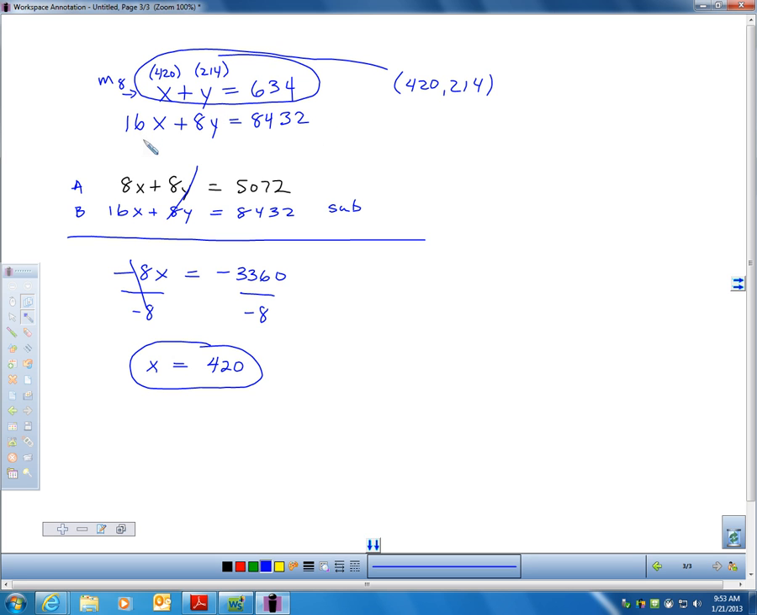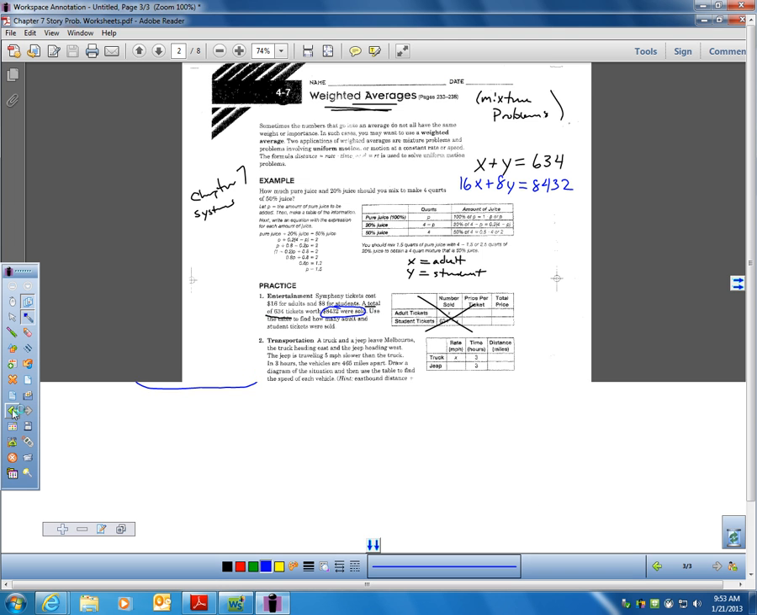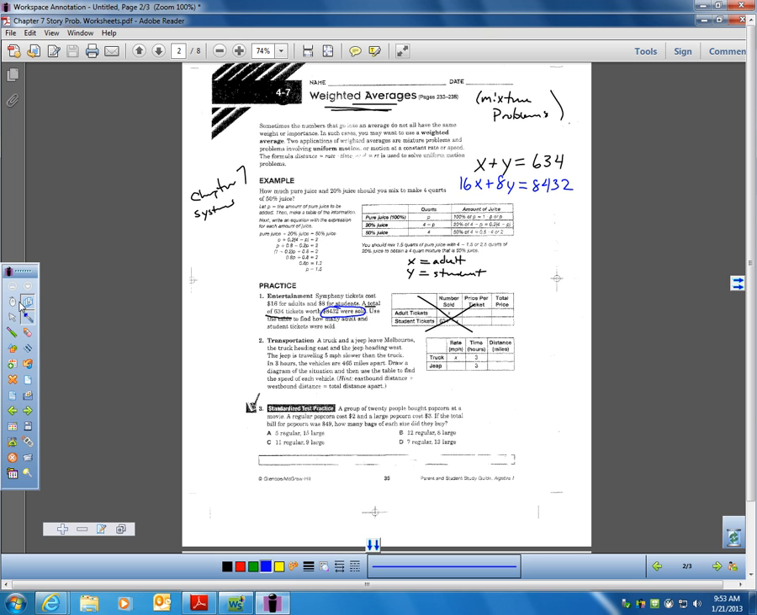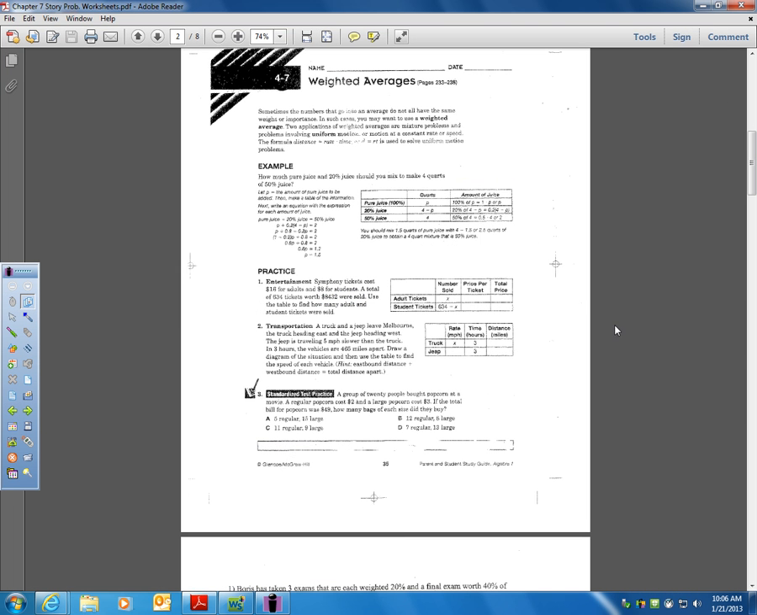16 times 420, that's $6,720 in adult tickets, and $8 times 214, that's $1,712 in student tickets. And when I add those together, 6720 plus 1712, I am getting 8432. This worked. Okay? So hopefully that made sense on that one. All right, let's keep on going.